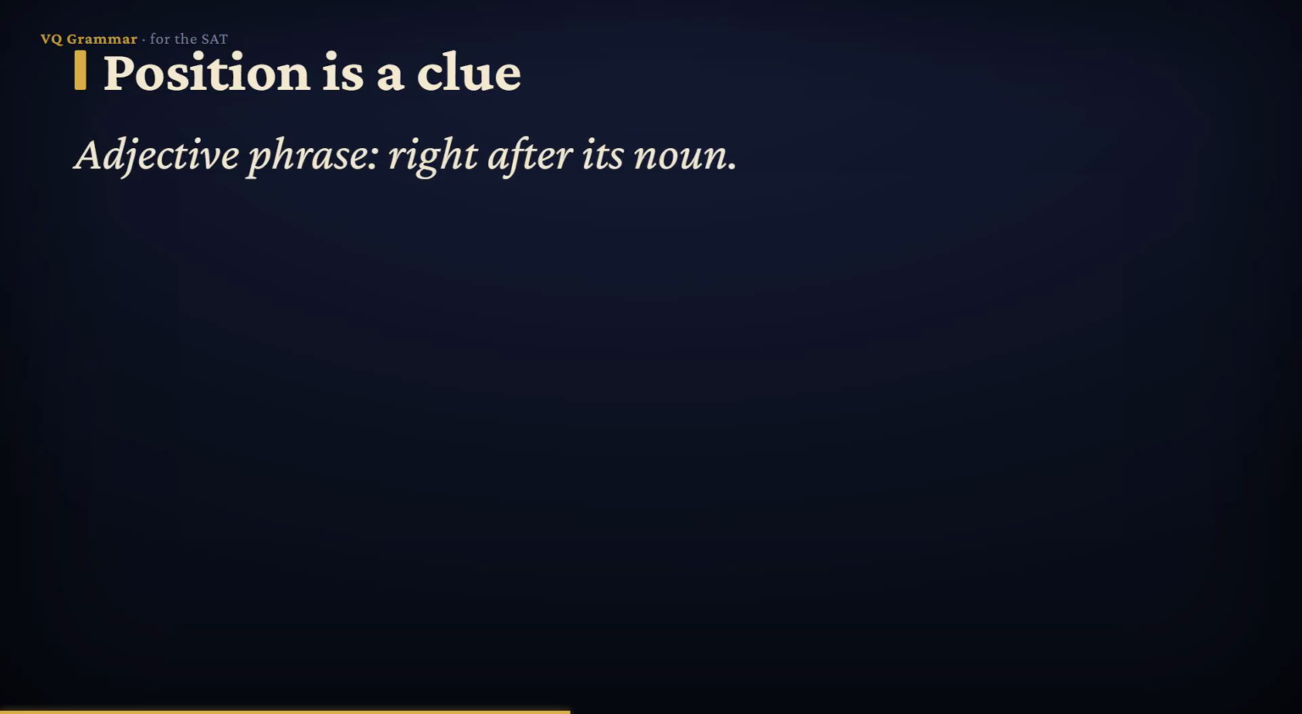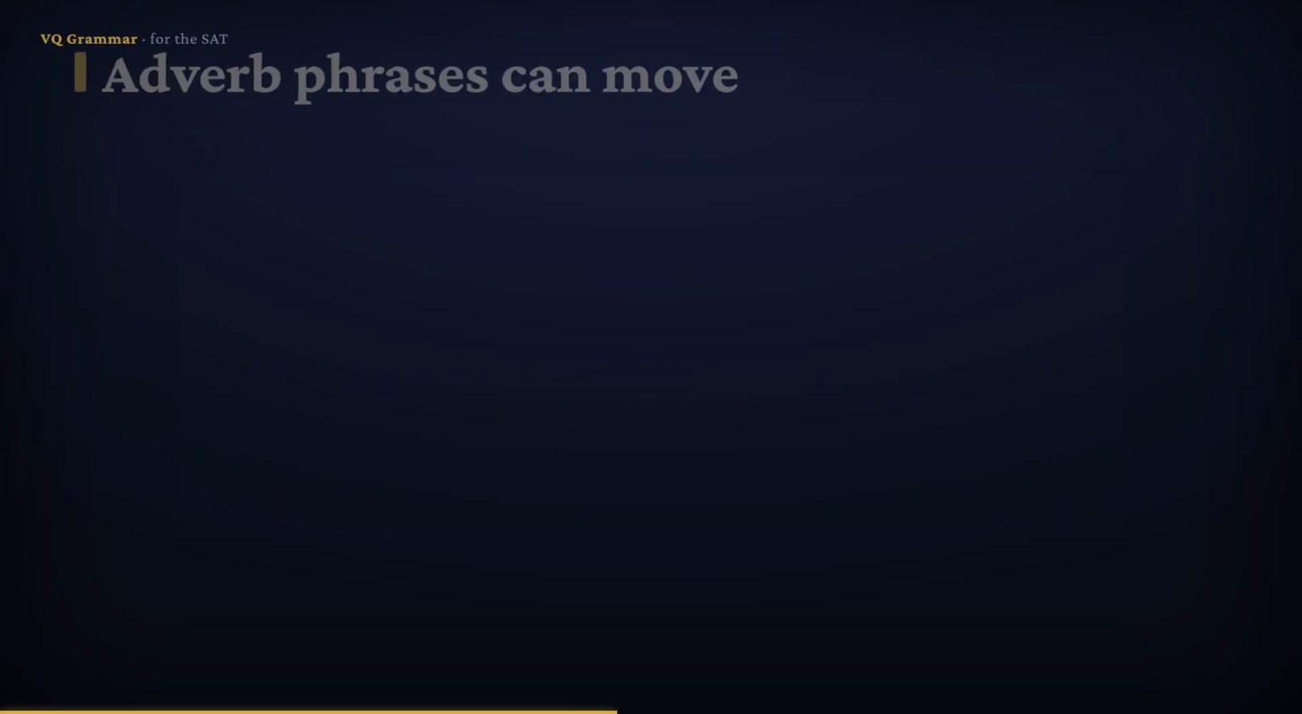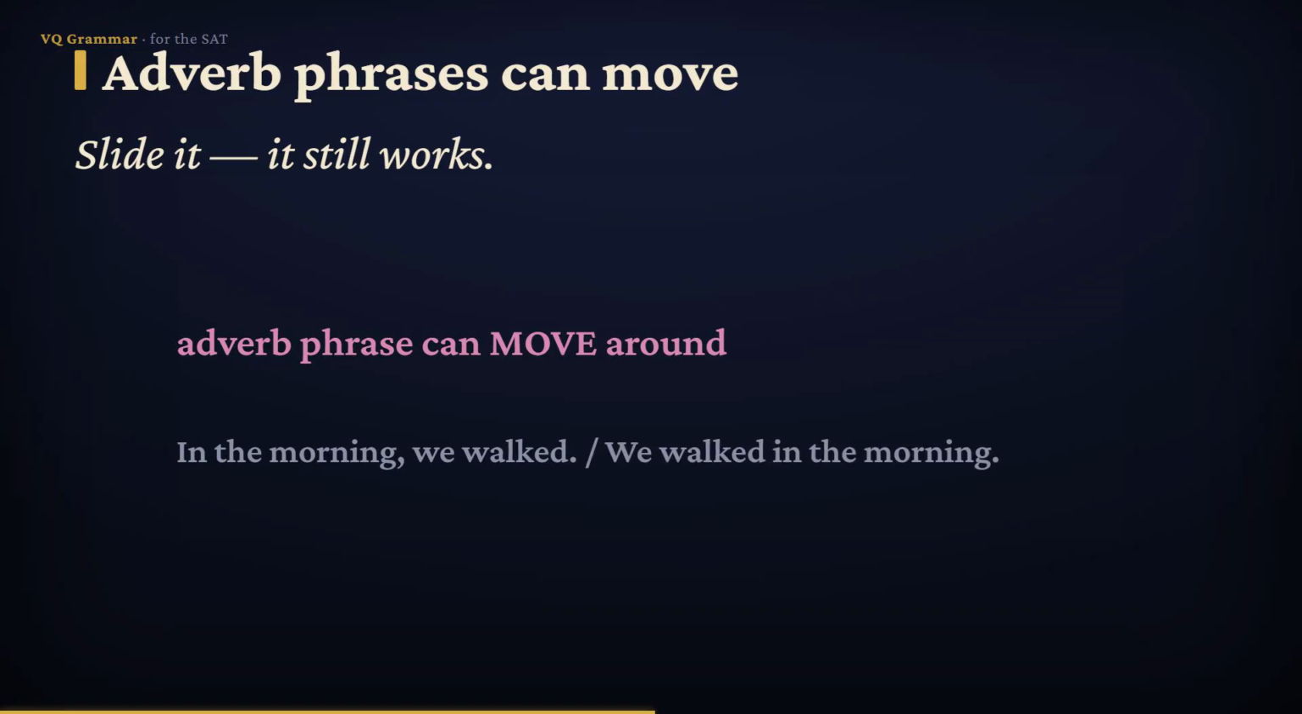Two more helpful clues. First, an adjective phrase almost always sits right after the noun it modifies. The book on the shelf. On the shelf comes right after book, the noun it describes. Second, an adverb phrase is movable, just like adverbs themselves. In the morning, we walked, or we walked in the morning. Both work fine. So position is a clue. A phrase glued right after a noun is usually an adjective phrase, while one that can slide around the sentence is usually an adverb phrase.